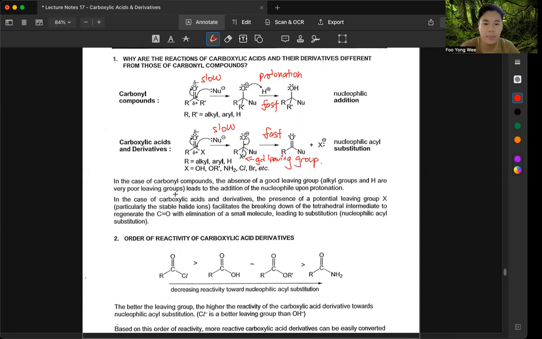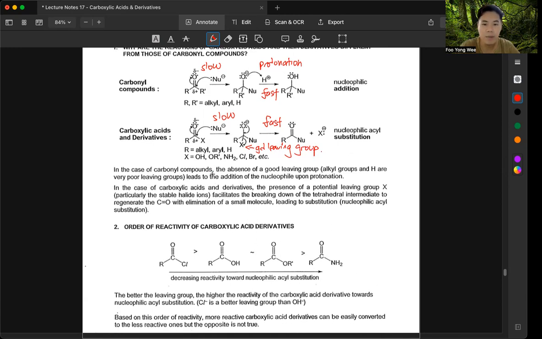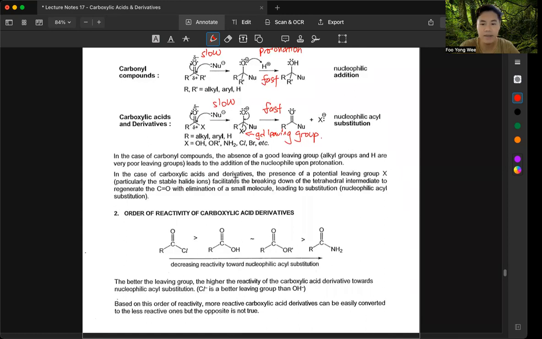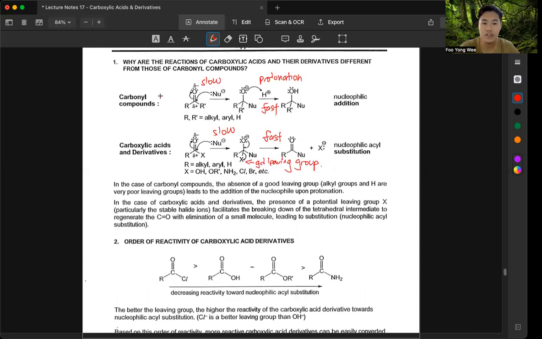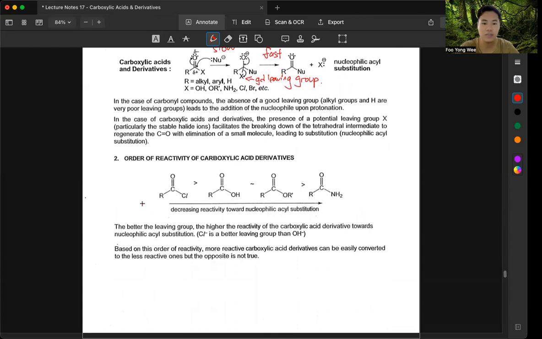Okay. In the case of carbonyl compounds, the absence of a good leaving group leads to the addition of the nucleophile upon protonation. In the case of carboxylic acid derivatives, the presence of a potential leaving group facilitates the breaking down of the tetrahedral intermediate to regenerate the C double bond O and eliminate the small molecule, leading to substitution. So this is nucleophilic addition. As for carboxylic acid derivatives, it is nucleophilic acyl substitution.